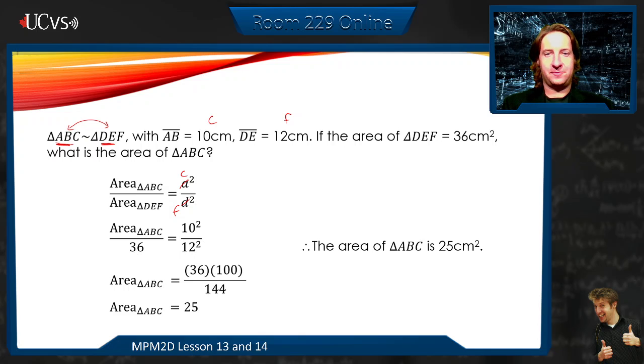Okay? Awesome. All right, so that's pretty much it for both lessons 13 and 14. Lesson 13 basically focuses on how do we prove that the two triangles are similar to each other, and then lesson 14 is more problem solving involving similar triangles. Okay, so now that we got this, next one, lesson 15, is going to be starting trigonometry, which is some of the exciting stuff that we get to do in grade 10.